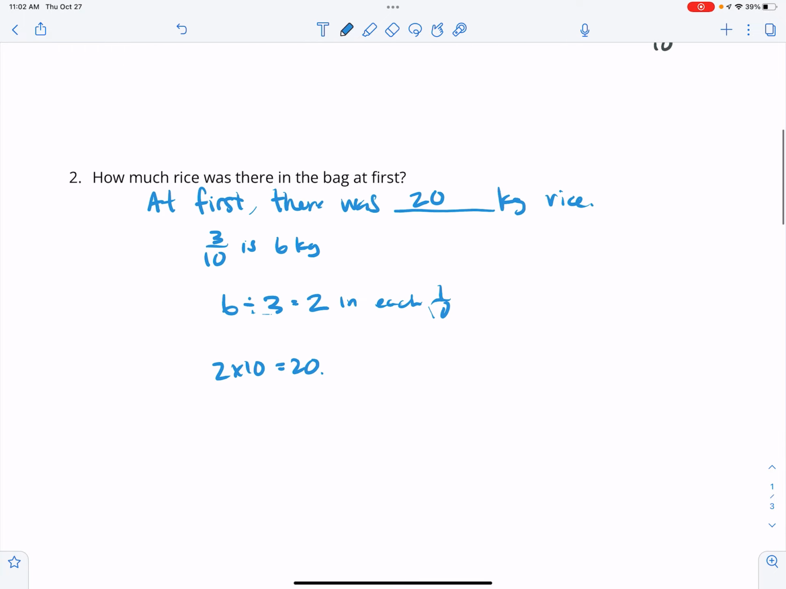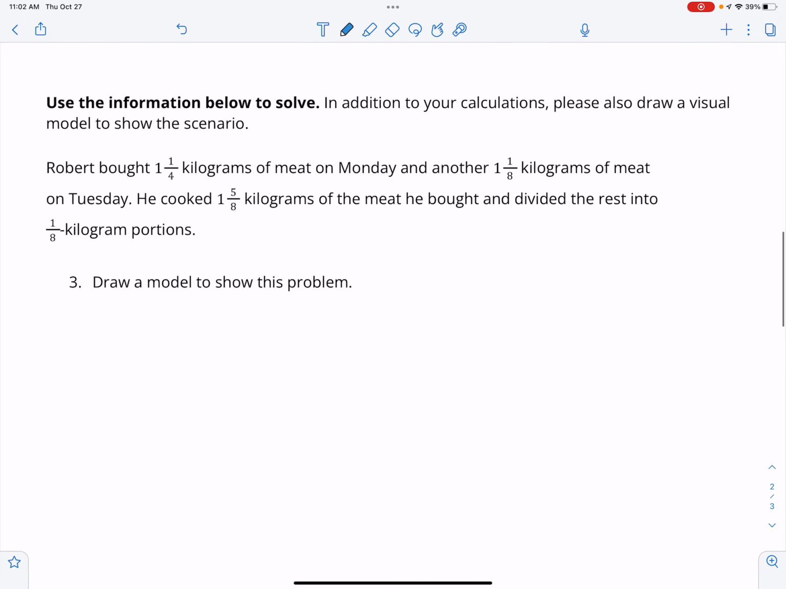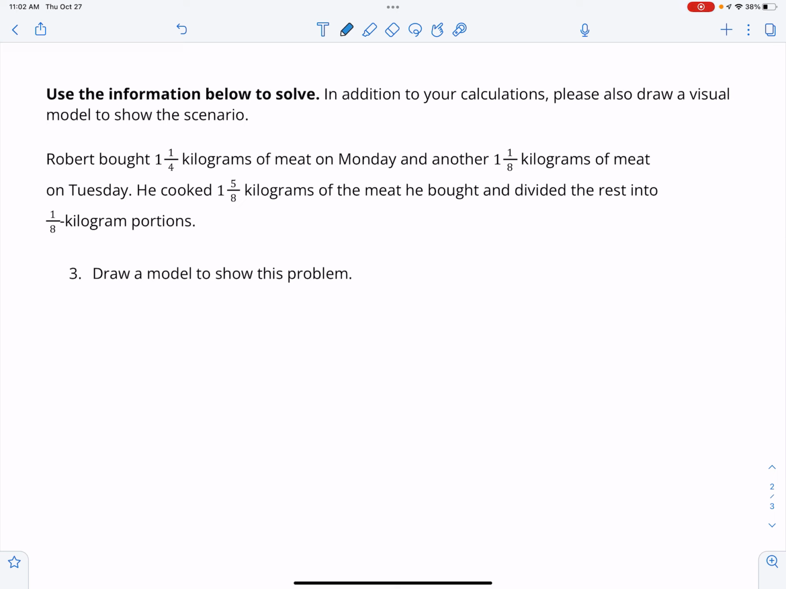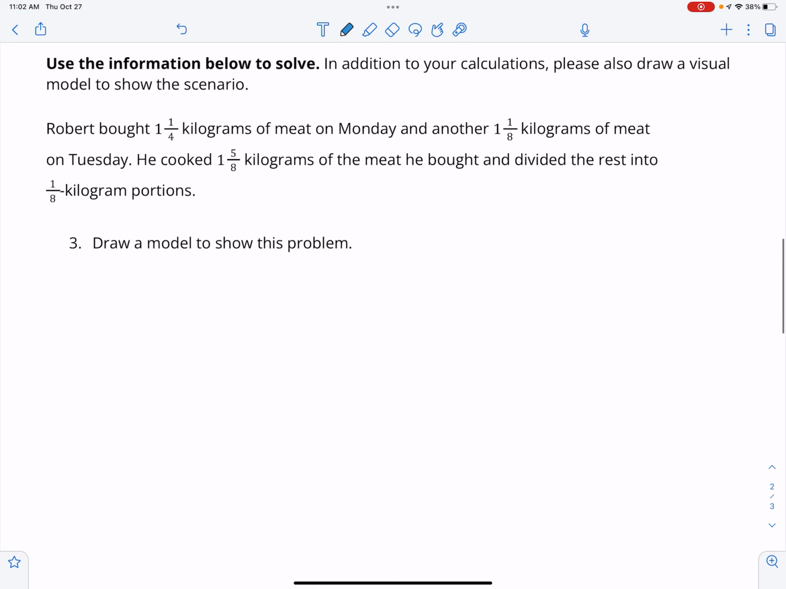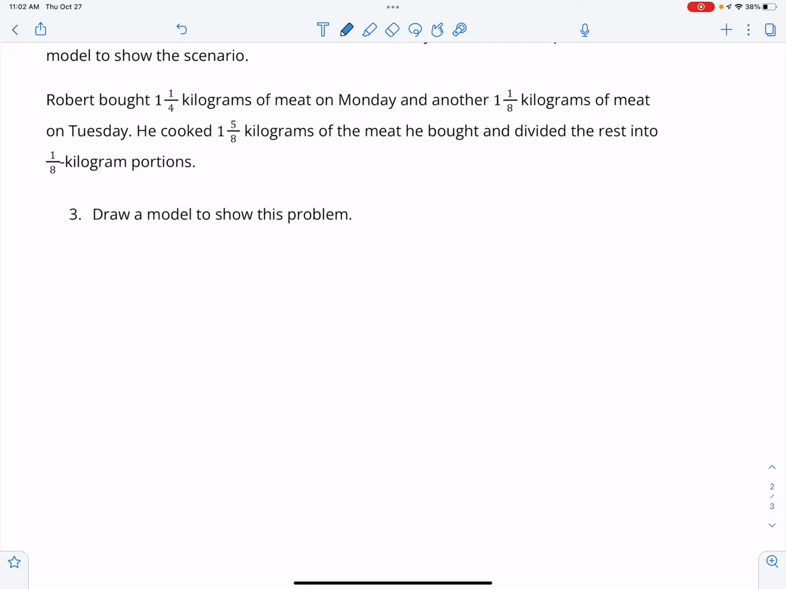So let's look at another problem to see if we could dig this apart. Robert bought 1 1/4 kilograms of meat on Monday, another 1 1/8 kilograms of meat on Tuesday. He cooked 1 5/8 kilograms of the meat he bought and then divided the rest into 1/8 kilogram portions. Draw a model to show this problem. So you could do 2. I'm going to show both models, either multiple small bars or one big bar that contains all of this information. So we know first that we have Monday and Tuesday.